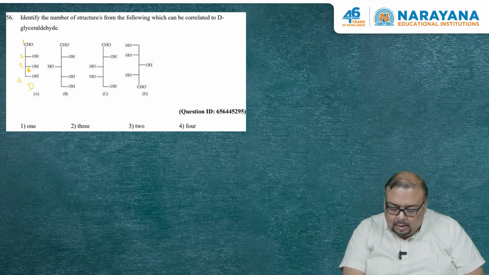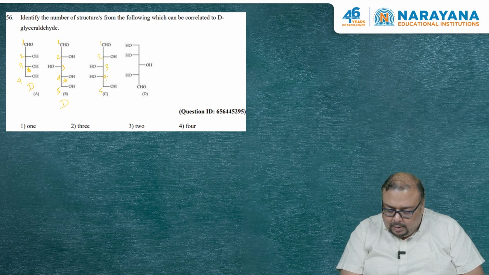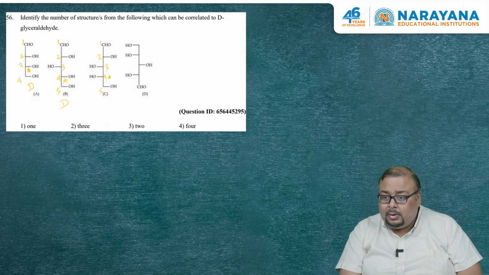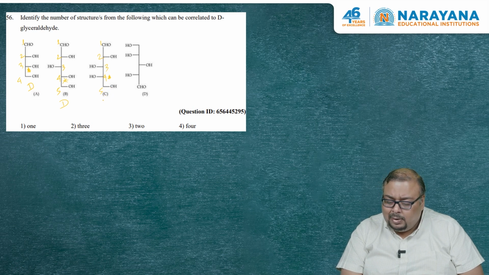In the second case, 1, 2, 3, 4, 5. Here C4 is the highest numbered chiral center, and here OH is on the right. So again it is a D configuration. Next, here again numbering is 1, 2, 3, 4 and 5. Again this is the highest numbered chiral center. Now here OH is on the left, so it is coming from L-glyceraldehyde. So this is an L configuration.